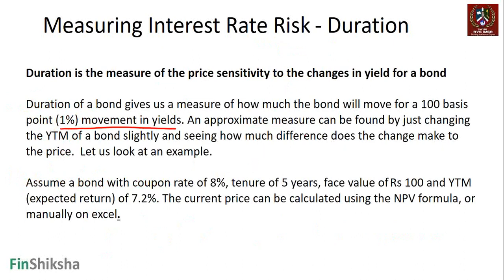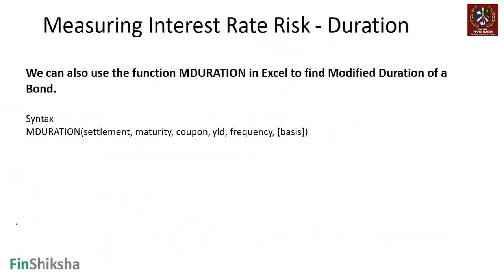Now, an approximate measure can be found this way, and that's the example we just saw. You can also use a function called MDURATION, standing for modified duration. Remember, there are two functions in Excel. There's something called DURATION and there's something called MDURATION. We are supposed to use MDURATION.